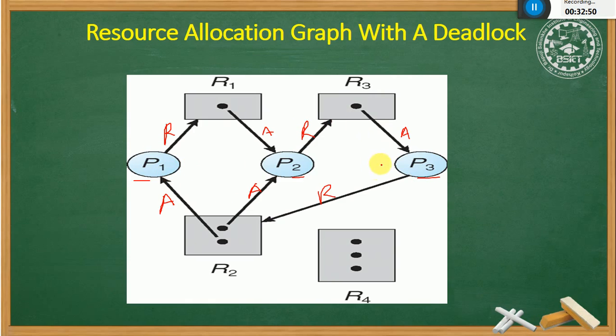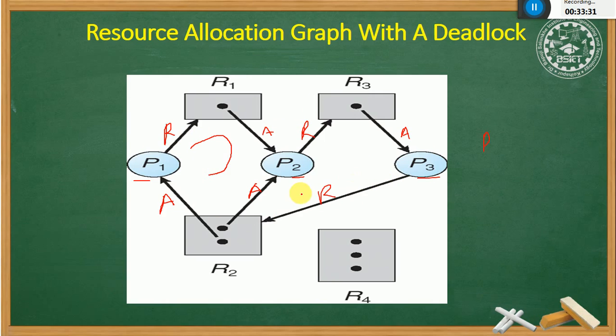So it has a circular wait. P1 requesting R1, held by P2. P2 requesting R3, held by P3. P3 requesting R2, held by P1. So that is a circular wait. There is a cycle inside the graph. So this is a cycle: P1 to R1, R1 to P2, P2 to R3, R3 to P3, P3 to R2, and R2 to P1. So it will be one cycle.